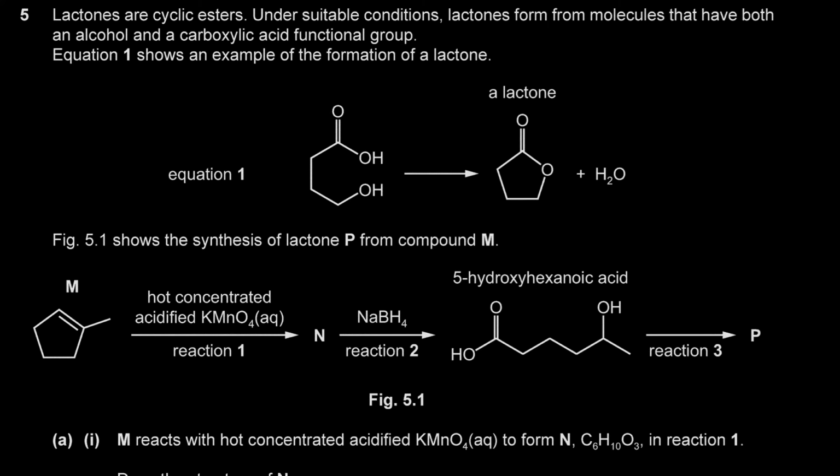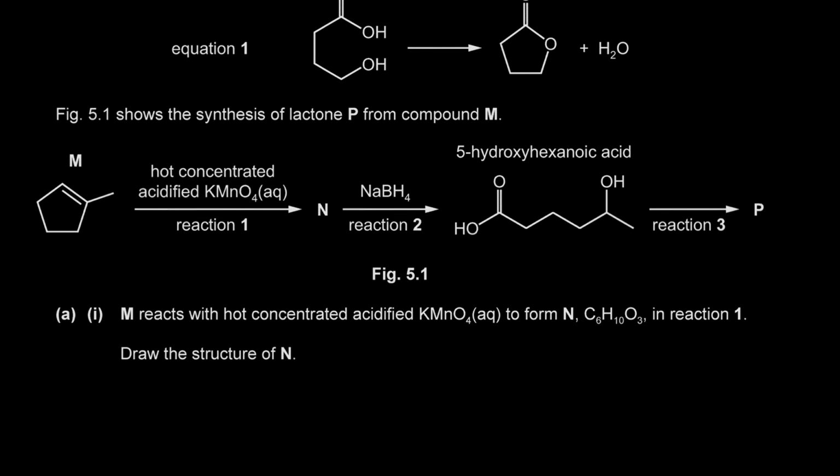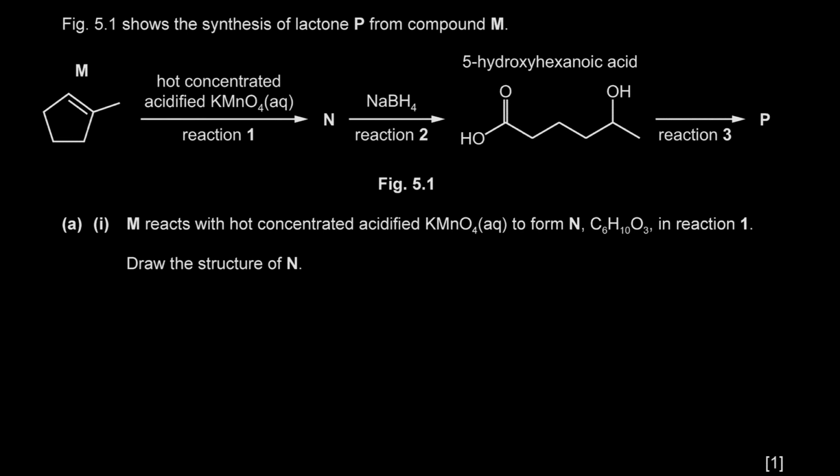What happens here is that the oxygen from the alcohol ends up bonding to the C=O from the acid, and we get this cyclic ester. That cyclic ester is what we call a lactone. Figure 5.1 shows the synthesis of lactone P from compound M. M reacts with hot concentrated acidified KMnO4 to form N, C6H10O3, in reaction 1. Draw the structure of N.